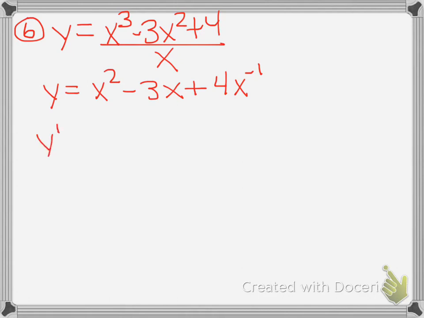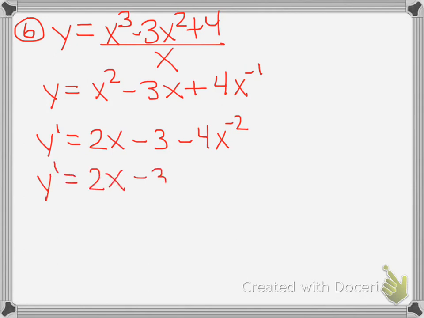Now let's take the derivative. Remember, we can write that as y prime or dy dx. 2x minus what? 3. Good. And then what happens here? It becomes negative 4x to the negative 2. And if we wanted to rewrite this, 2x minus 3 minus 4 over x squared. Okay, awesome. So let's give you some you-dos with the power rule before we move on to our next rules.